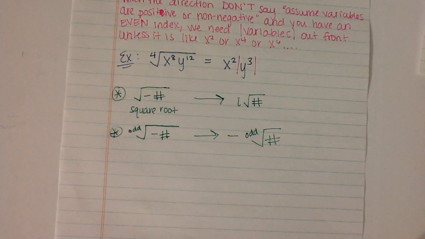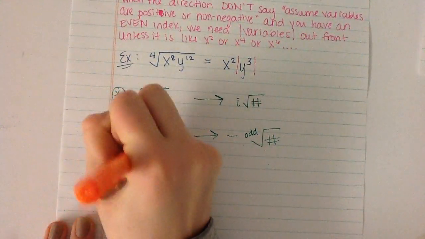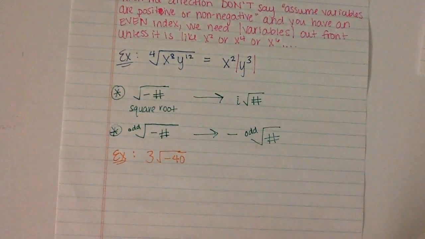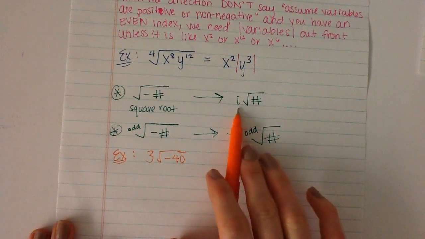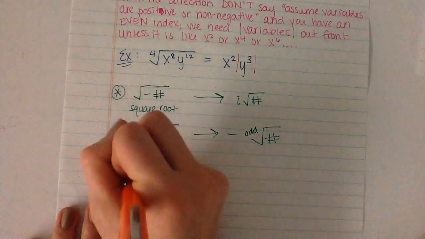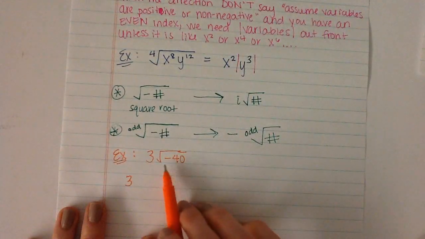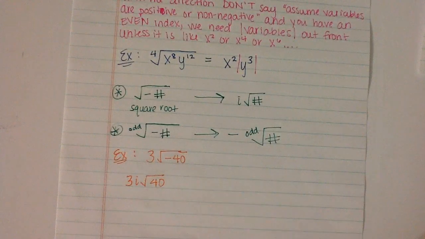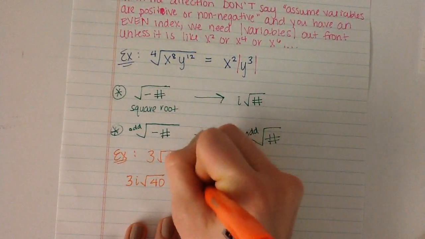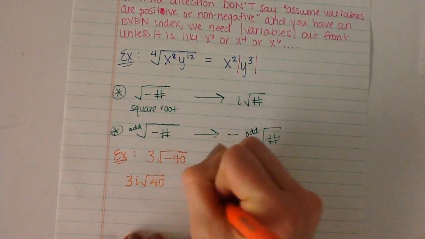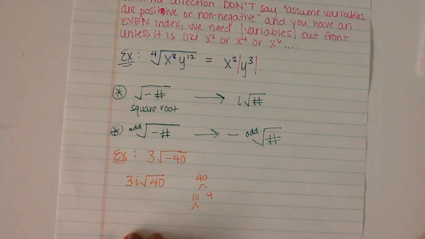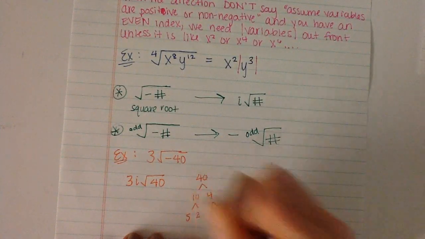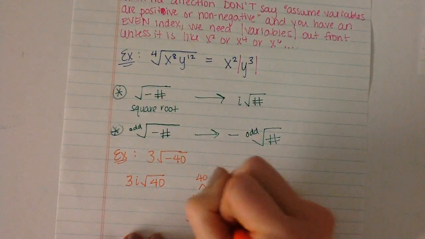So for example, if we have 3 square root of negative 40, well, since this is a square root, this is where we're going to have i. So we have 3, and that square root of the negative gives you the i, radical 40. And off to this side, we can simplify 40 to 10 and 4. And 10 can be split into 5 and 2. And 4 can be split into 2 and 2. So we have our pair.